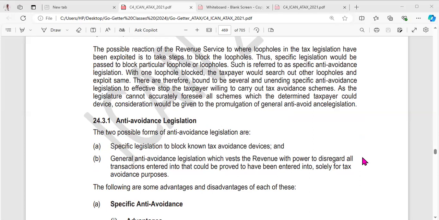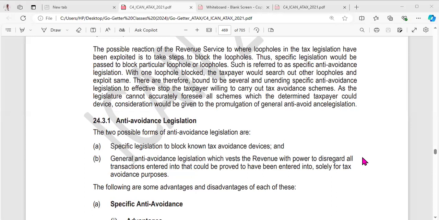So now anti-avoidance could be specific. So specific legislation will be done to block known tax avoidance devices. Like what is being done in the Finance Act 2019-2020, where they now align it in such a way that preceding year basis is the basis for charging company income tax. You find out that the loopholes that you always take advantage of to make losses for those 3 years or so have kind of been blocked.